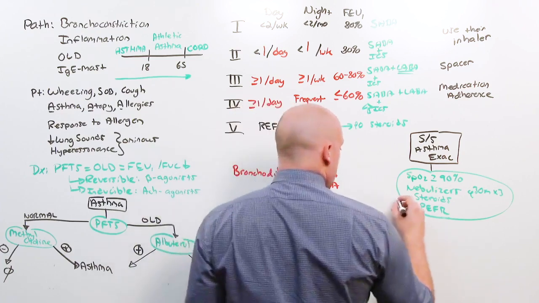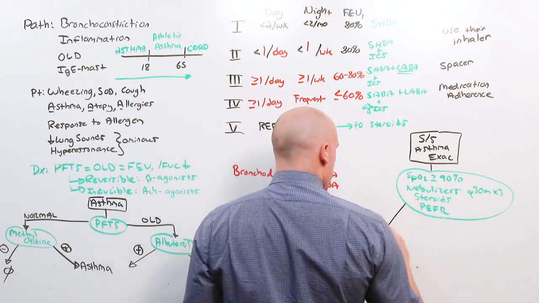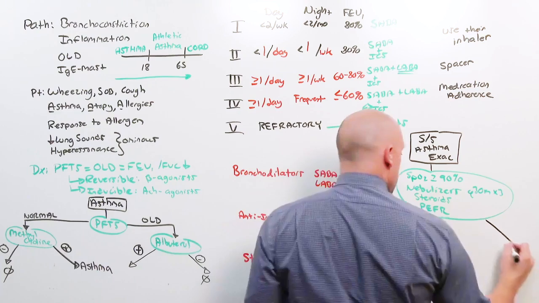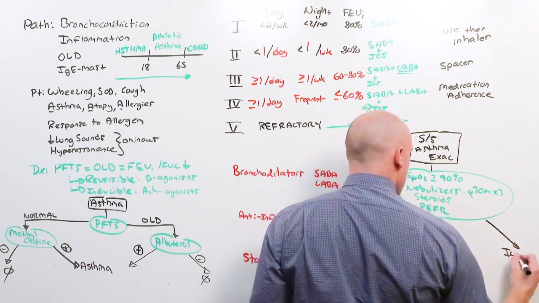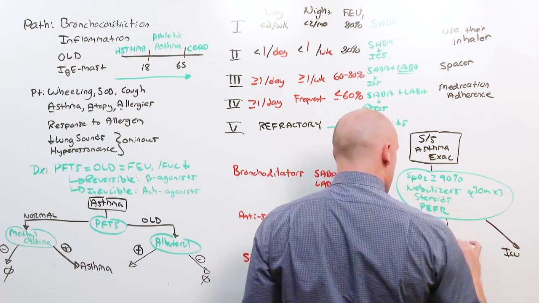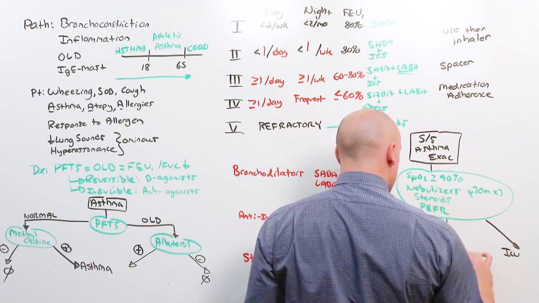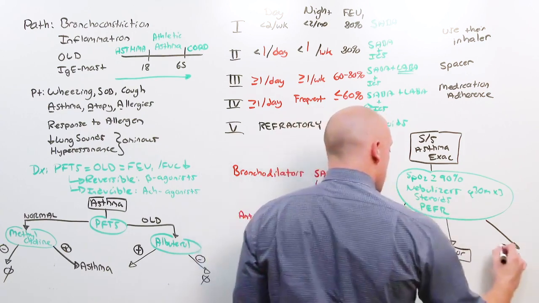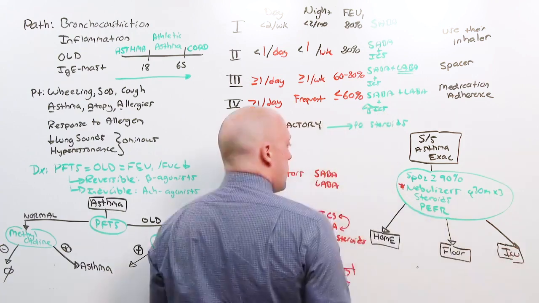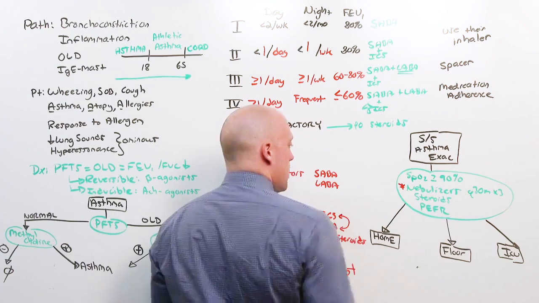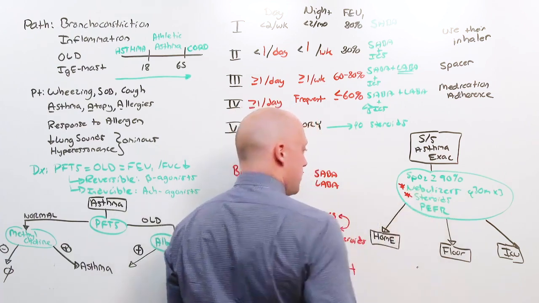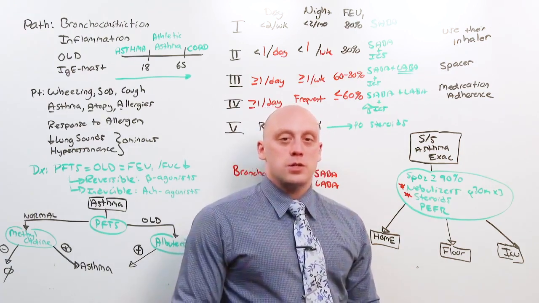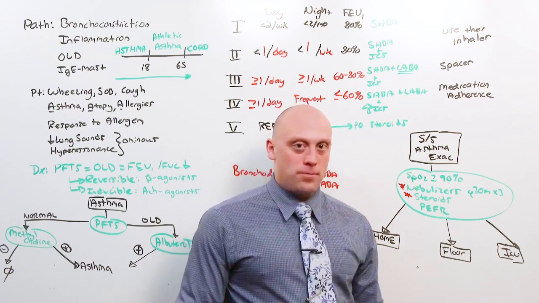There's one of three things that is going to happen. They're going to get better, and they're going to go home. They're going to get worse, and they're going to go to the ICU. Or they're going to need more time, and they're going to go to the floor. All asthma exacerbations revolve around rapid-acting inhalers or nebulizers and steroids. The way you deliver them and for how long is determined by how bad they are.